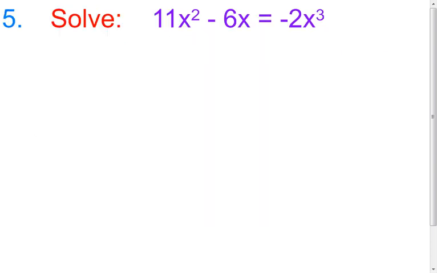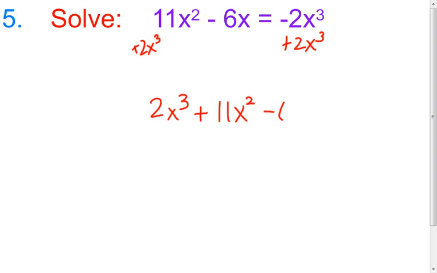All right. Here, again, I want everything on one side so that it's set equal to 0. You want your exponents in descending order, so your biggest first and then your smallest. I'm going to move my biggest exponent to the other side so that my biggest exponent, which should be listed first, can be positive. Okay? So I have 2x squared plus 2x cubed plus 11x squared minus 6x equals 0.